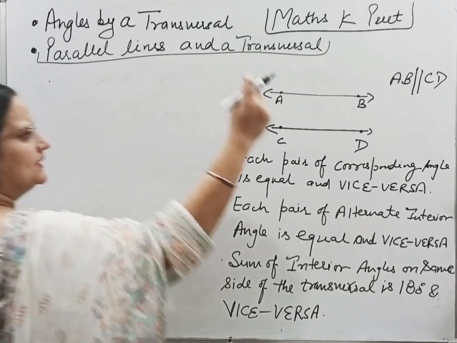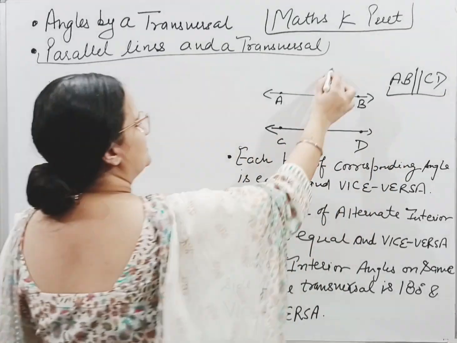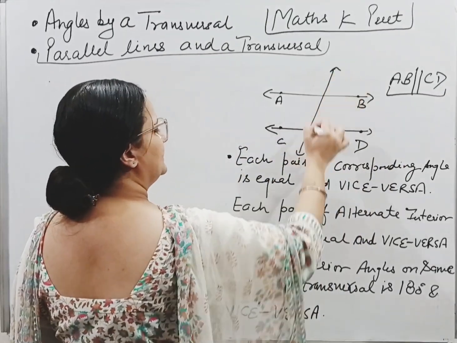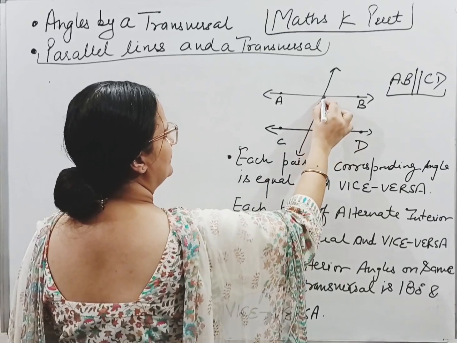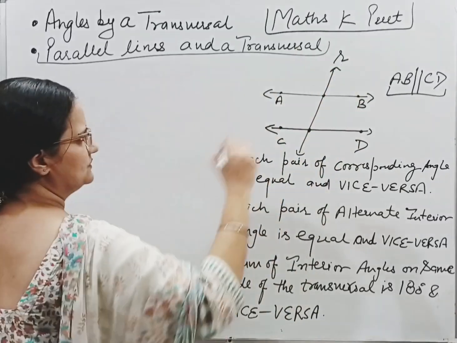So this is the notation for parallel: AB is parallel to CD. If this is my transversal, intersecting AB and CD at two distinct points, say R is a transversal here.